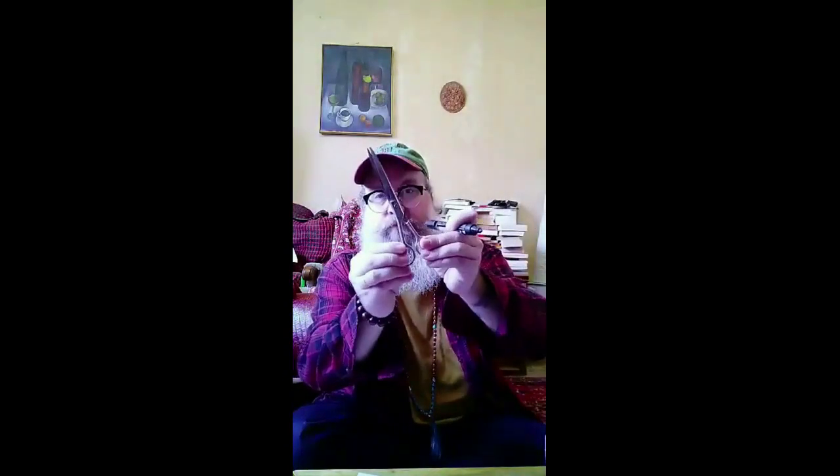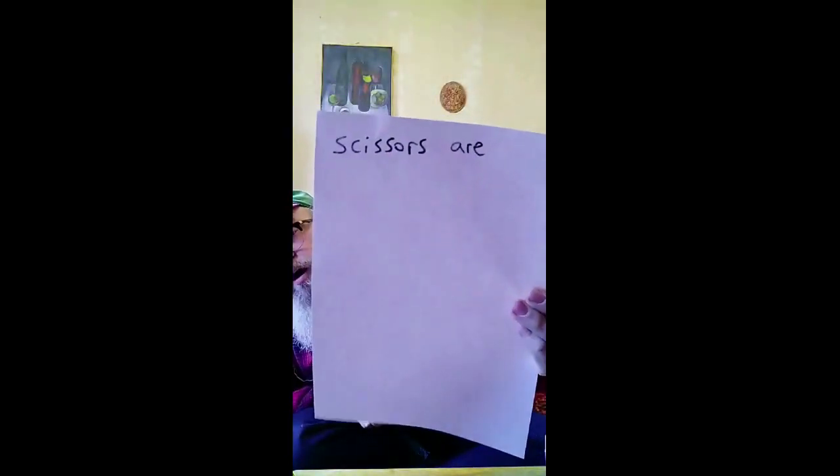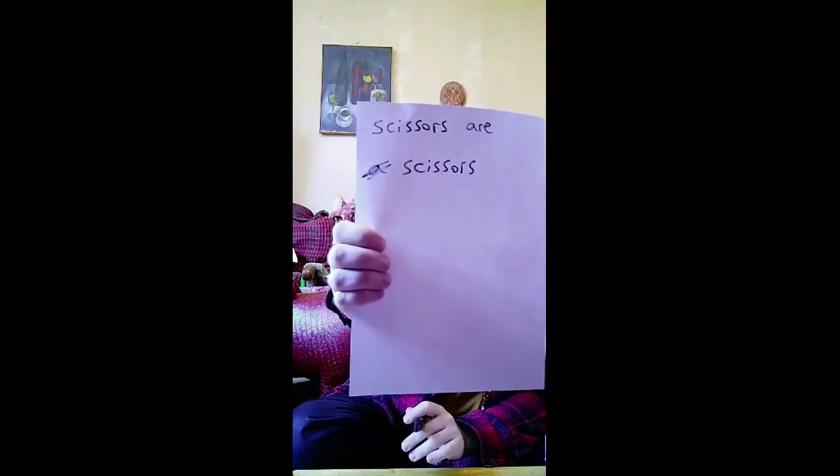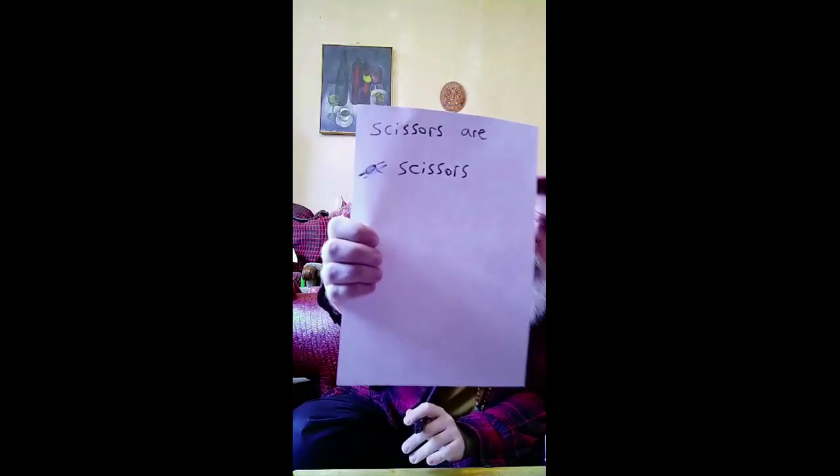And this is important because even though I have 1, I will treat it as 2, always as 2. So I will always use scissors are. Scissors are, yeah? And I cannot say in English a scissors, right? Because, no, I cannot have 1. I always have at least 2. So no A, just scissors.